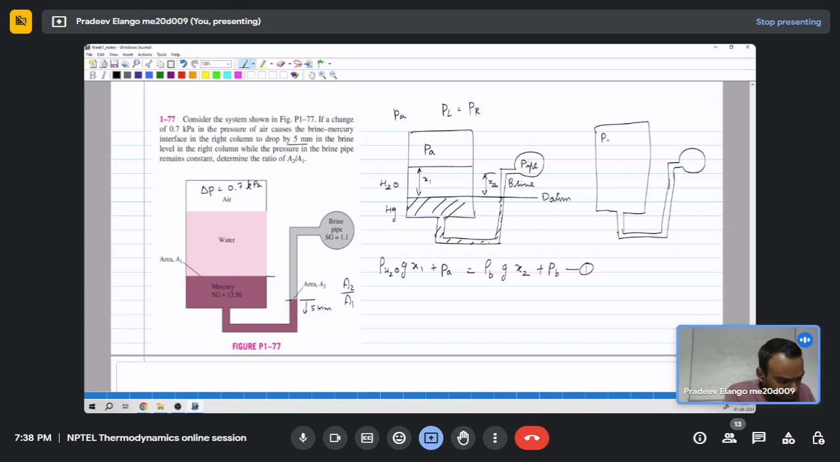So it has become PA minus 0.7 kPa, or in SI units, I would write PA minus 700 pascals. Then we have the water column, which will be of the same height, x1. When the pressure in this region gets lower, the air column gets lower, the mercury level on this side rises and this side falls by 5 mm. This falls by 5 mm, but this rises by a different distance, and that is what we need to find.